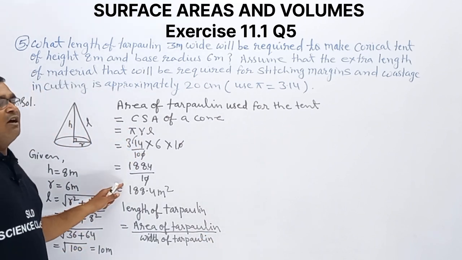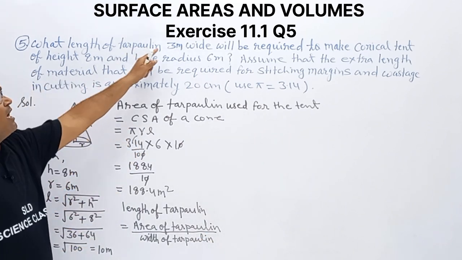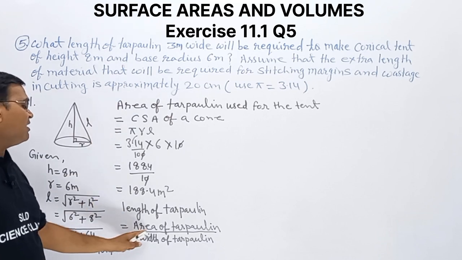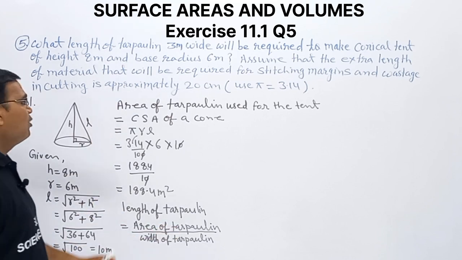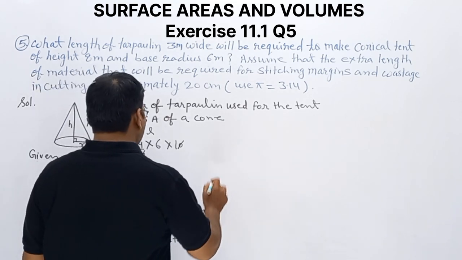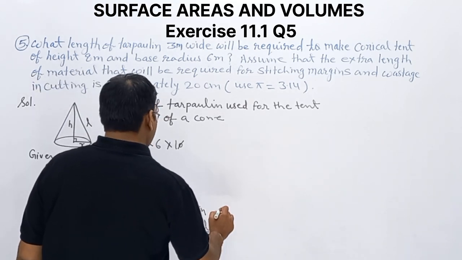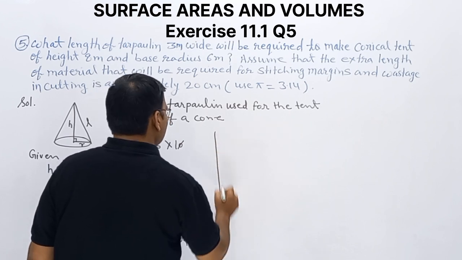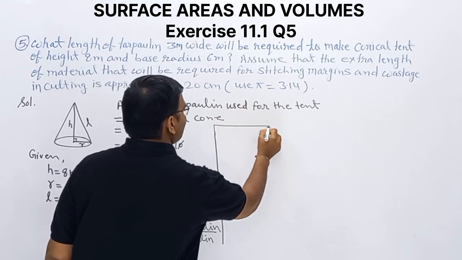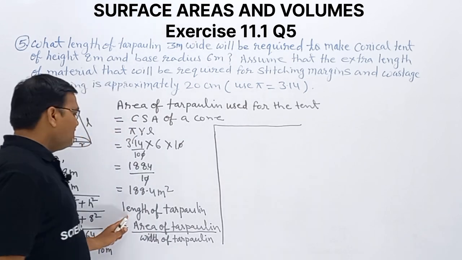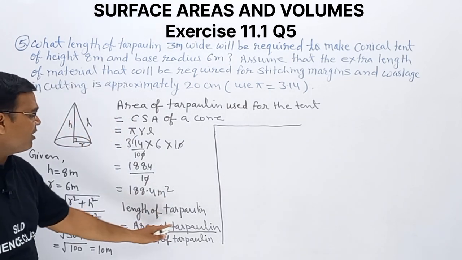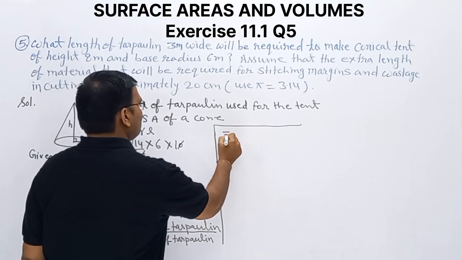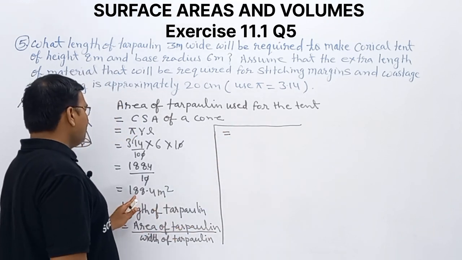We obtained the area of the tarpaulin. Width we are having in the question. We are finding the length of the tarpaulin, which is area of tarpaulin divided by width of tarpaulin. So what we can say? Observe, I am writing this side. Observe carefully. Length of tarpaulin equal to area of tarpaulin divided by width of tarpaulin, and this will be equal to what? Area of tarpaulin is this one.